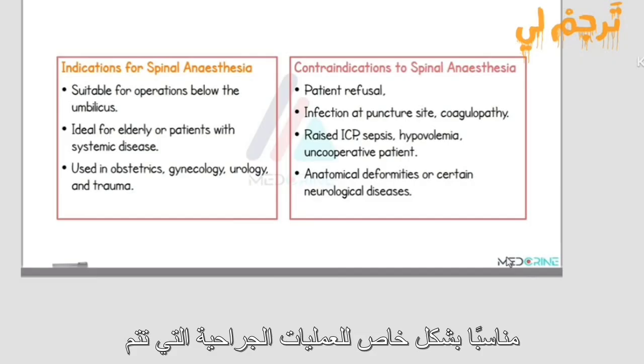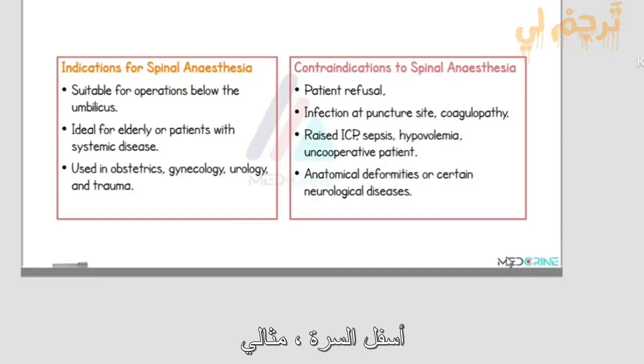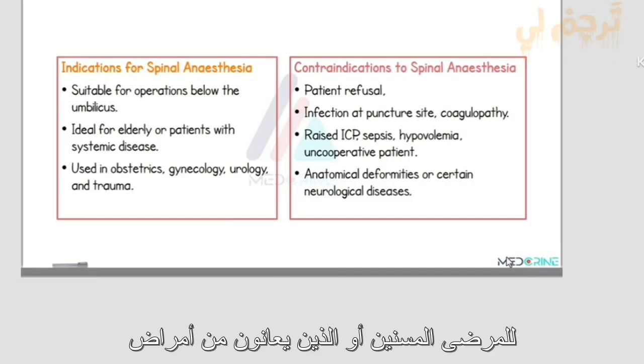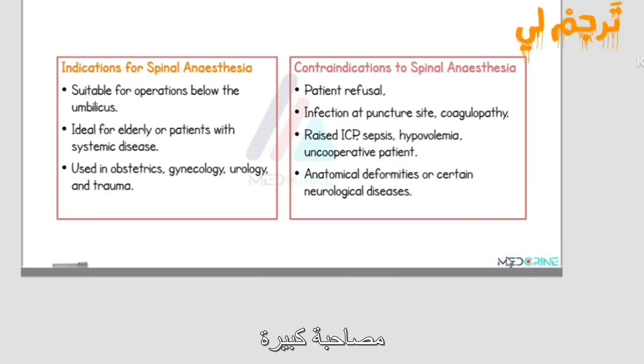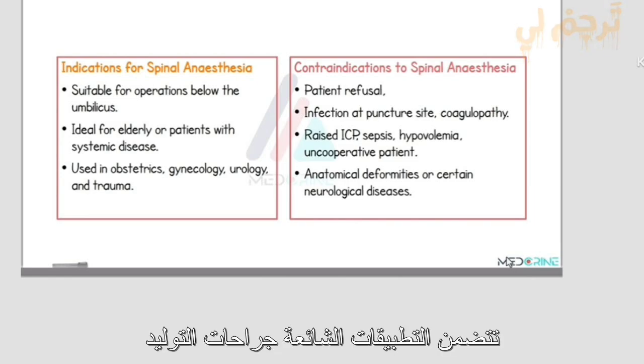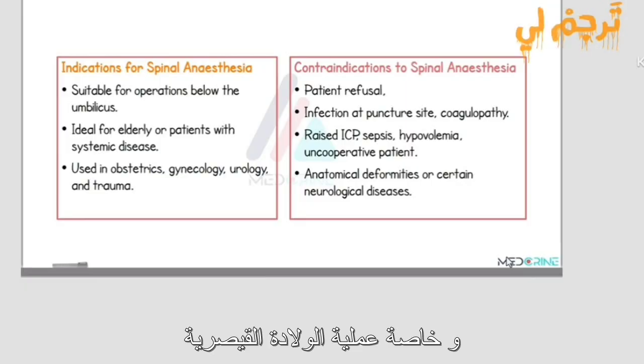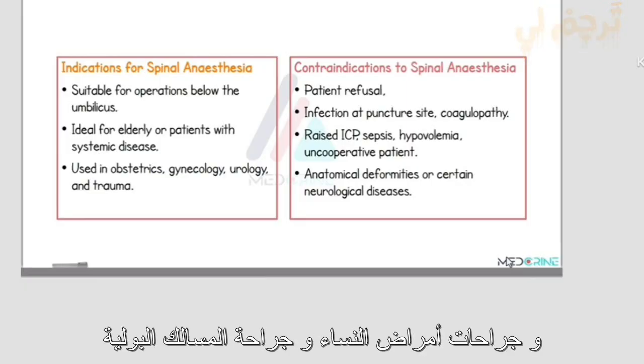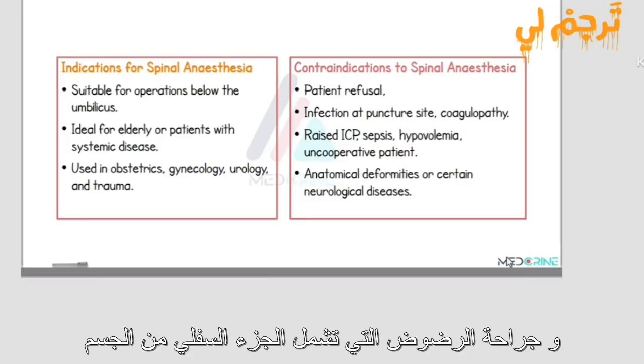Spinal anesthesia is particularly suitable for surgeries below the umbilicus. It's ideal for elderly patients or those with significant comorbidities. Common applications include obstetric surgeries, especially cesarean section, gynecological surgeries, urological and trauma surgeries which involve the lower body.